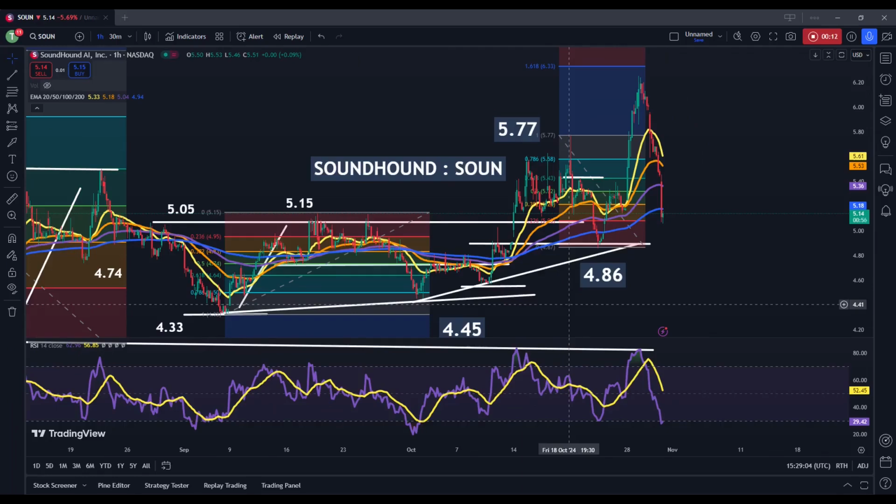We have the current stock market analysis for SoundHound AI Incorporated, stock ticker SOUN.